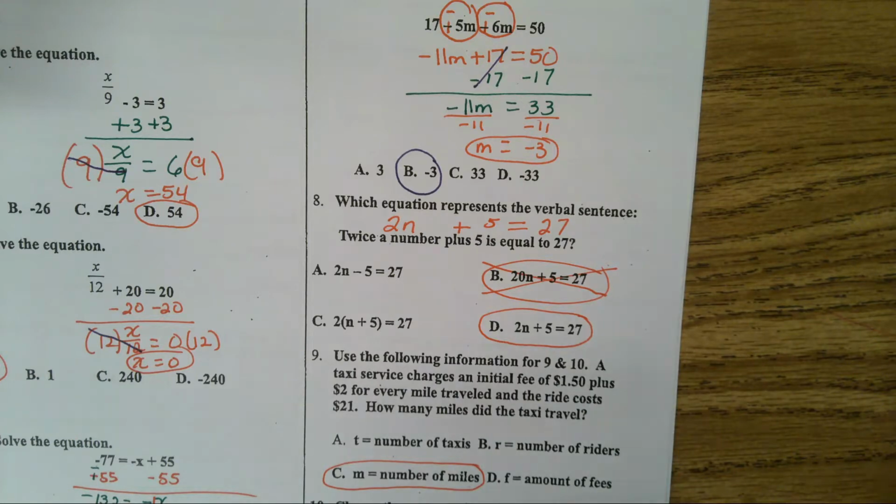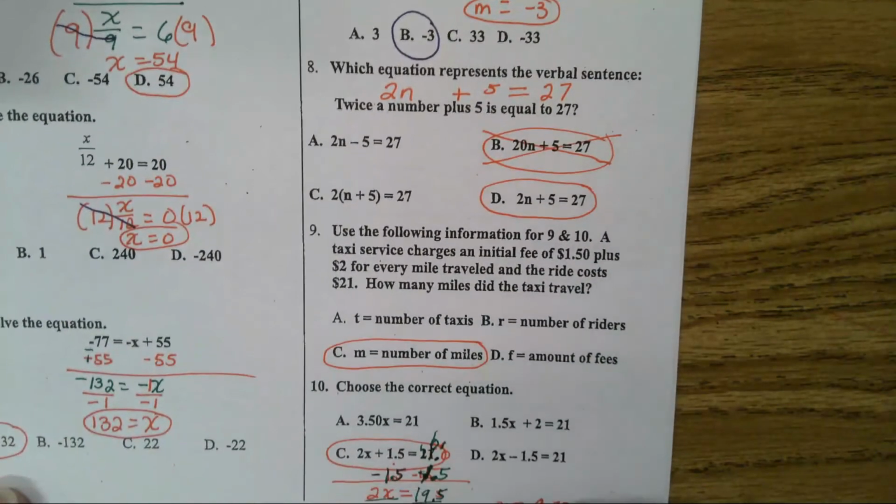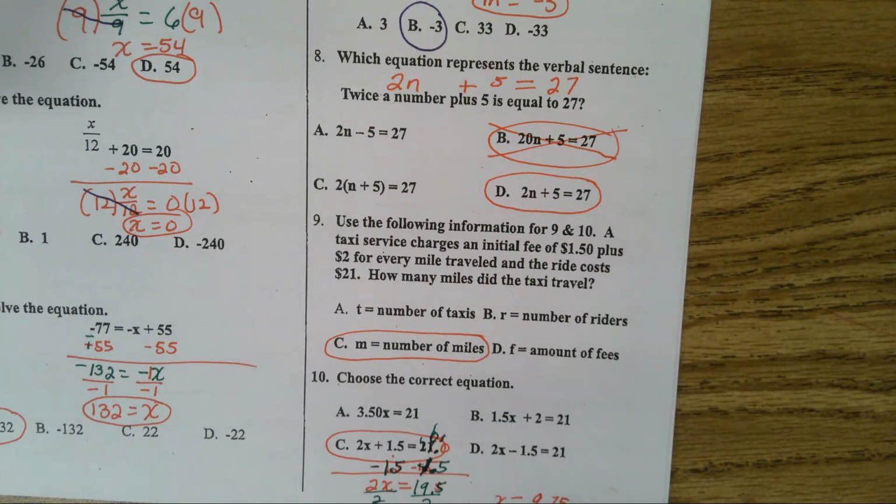All right, number 9, I think was a mistake. I couldn't really figure out what they wanted on that problem. So I just circled C, M equals number of miles. Could anyone else figure out what was being asked? Yes.